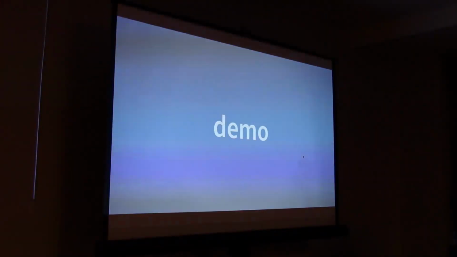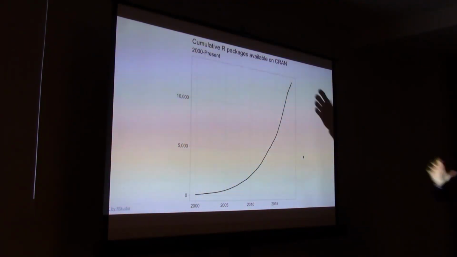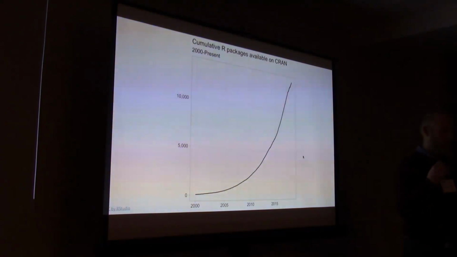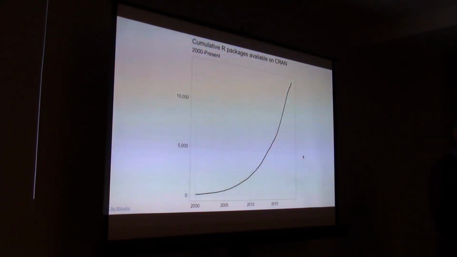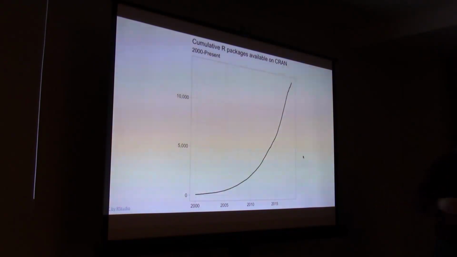Great. Okay, so that's R as a language. This talks really about extending R. This plot is showing the number of packages available on CRAN, which is the package repository for R, from 2000 to the present day. Essentially, back in 2000, there was really only a handful of packages available, only about 20 or 30. Today, there are over 1,300 packages.